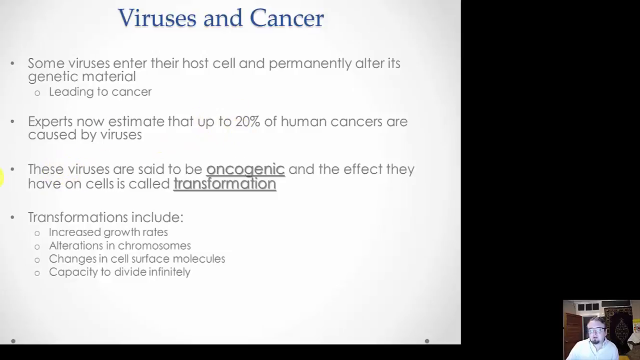So viruses that do this are said to be oncogenic. Onco is a term that references cancer. So an oncologist, for example, is a cancer doctor. So oncogenic viruses are viruses that can lead to cancer. The effect that they have is termed transformation. Transformation just refers to the overall changes that can take place in a cell that has become cancerous. These include increased growth rates, the hallmark of cancer, alterations in chromosomes, changes in the cell surface molecules, and even the ability to divide infinitely.